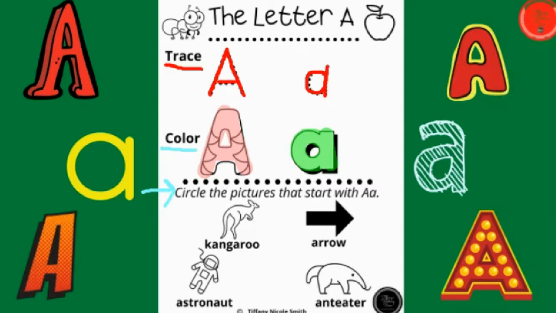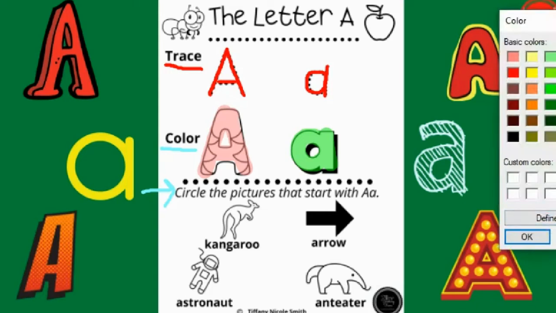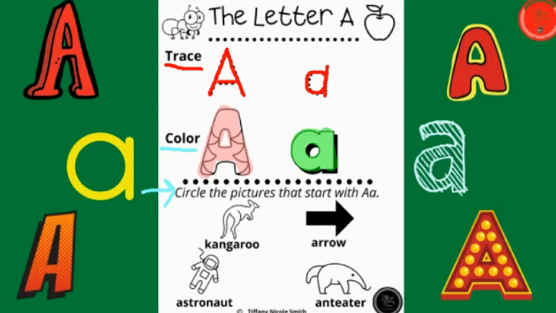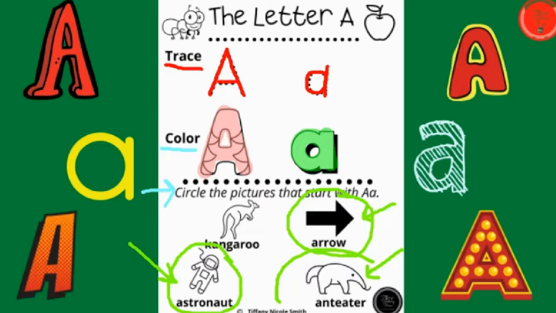So which pictures should I circle? The first picture is a kangaroo. Kangaroo. No, we're not going to circle kangaroo. What about arrow? Arrow. Yes. What about astronaut? Astronaut. Yes. Anteater. Anteater. It sure does. All right.